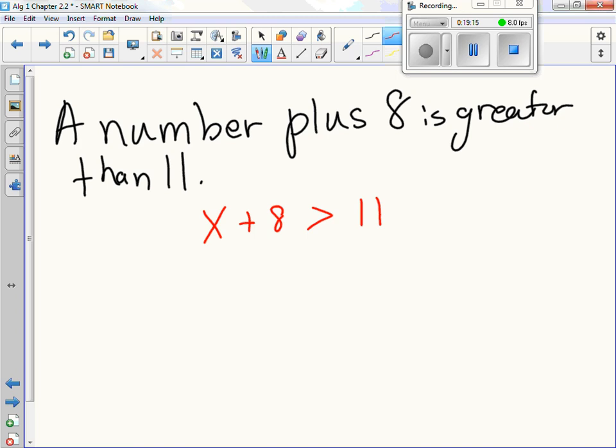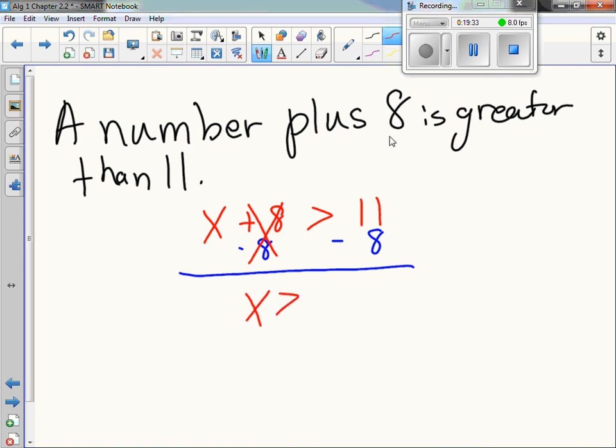Now what do we need to do? We need to solve it. So how would we solve it? We would subtract 8 from both sides because 8 minus 8 would give us 0. What is 11 minus 8? 11 minus 8 would be?